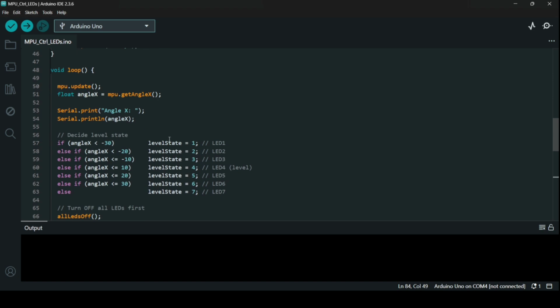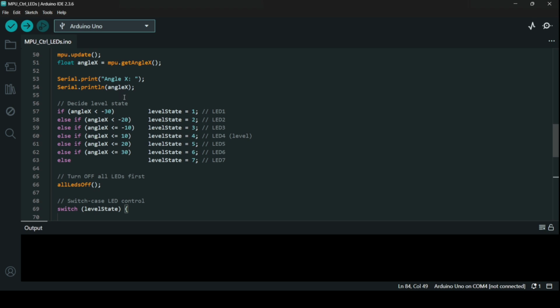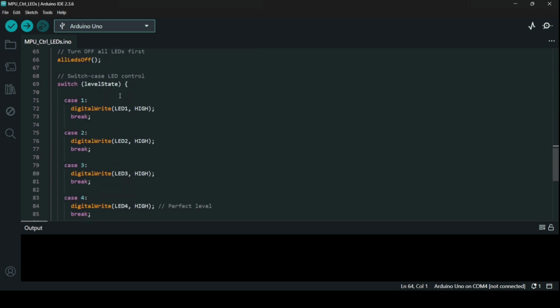Now in the loop function we are updating the MPU using mpu.update, and we are tilting the MPU about the x-axis. And we are also defining some level states, like if angle x is less than minus 30 degrees, it means level state is equal to 1 and the LED 1 will glow. And likewise all the level states are given here for all the LEDs, and we are turning off all the LEDs at first. And also switch cases are given here for turning on the LEDs.